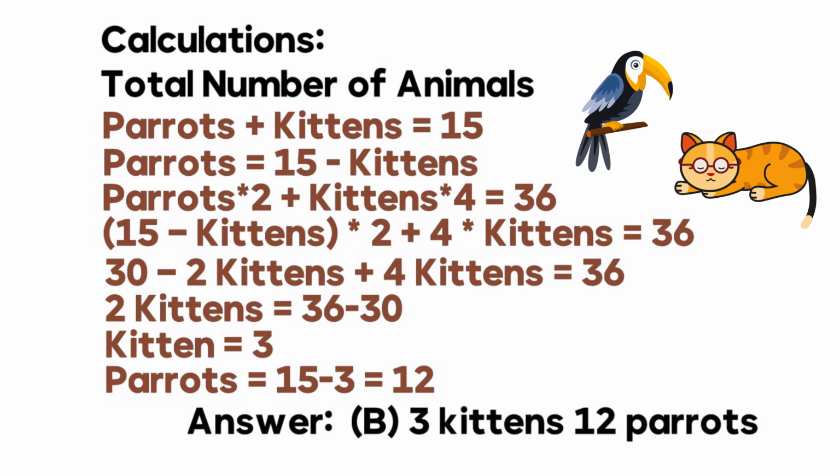So the correct answer here is choice B, 3 kittens and 12 parrots. Hopefully you've nailed this question and now know how to answer similar problems on the test.